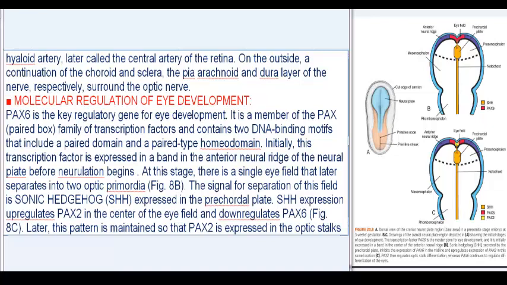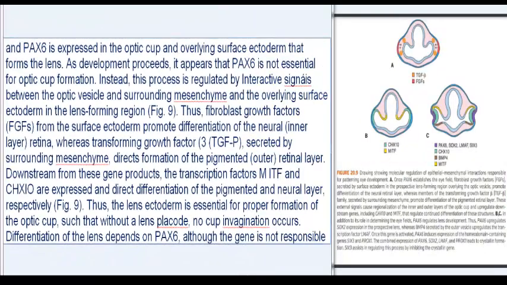SHH expression upregulates PAX2 in the center of the eye field and downregulates PAX6, Fig. 8c. Later, this pattern is maintained so that PAX2 is expressed in the optic stalks and PAX6 is expressed in the optic cup and overlying surface ectoderm that forms the lens.